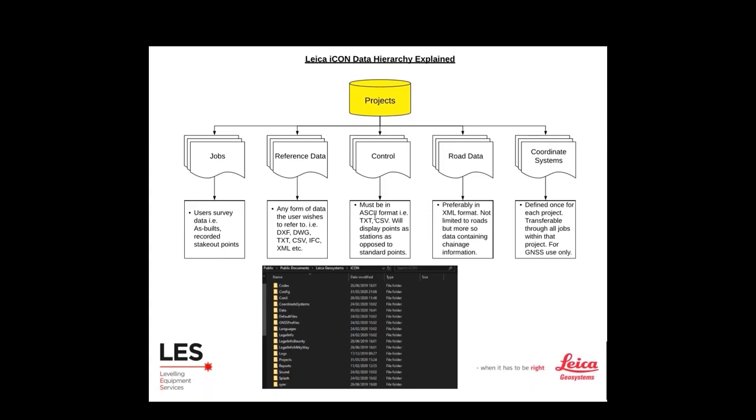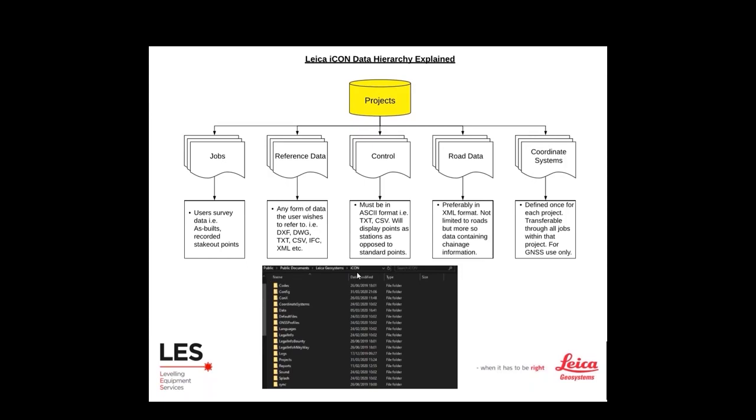So coordinate systems are defined once for each project. The only time we'd actually have to get involved in coordinate systems is if we were using our GPS with the iCON software out on site. So again, we define it once for the project, and that will hold true then for whichever jobs we're using within that project.